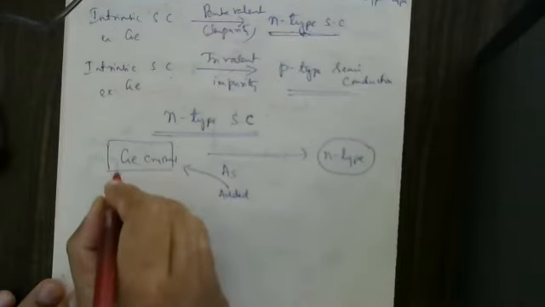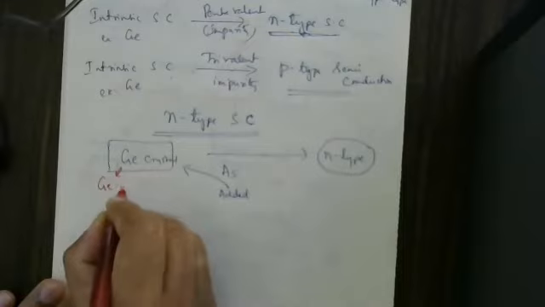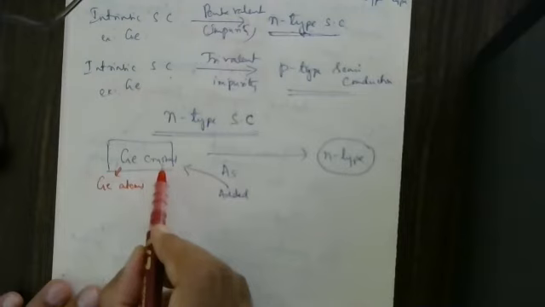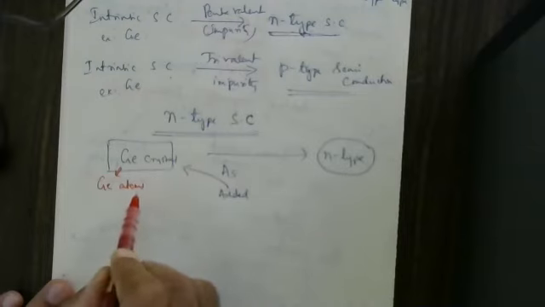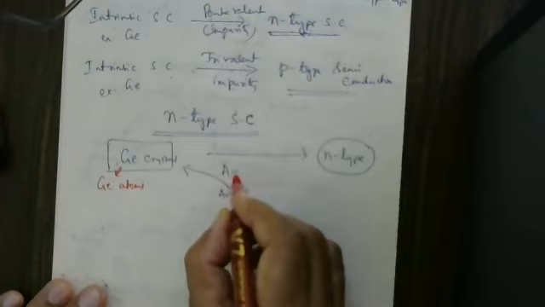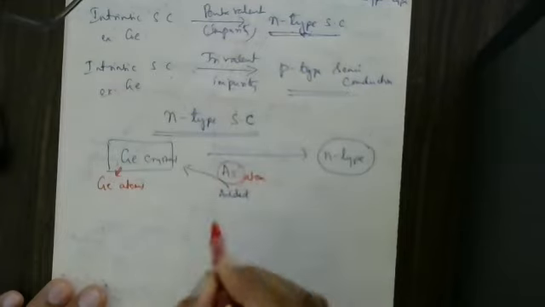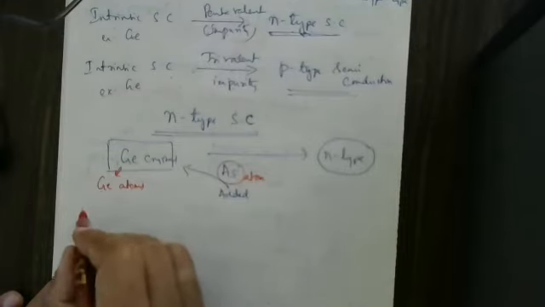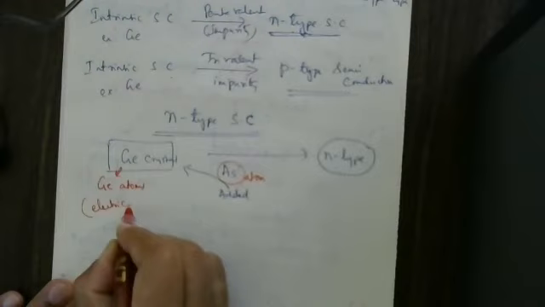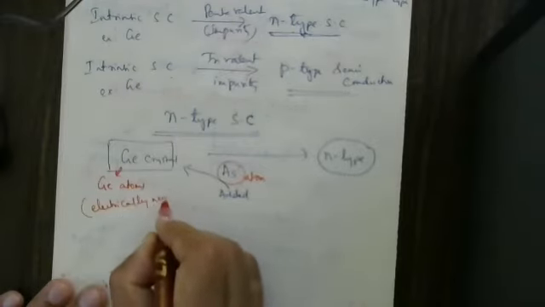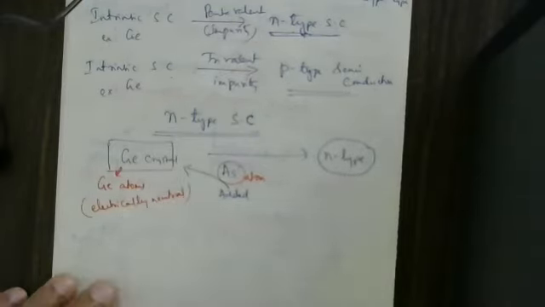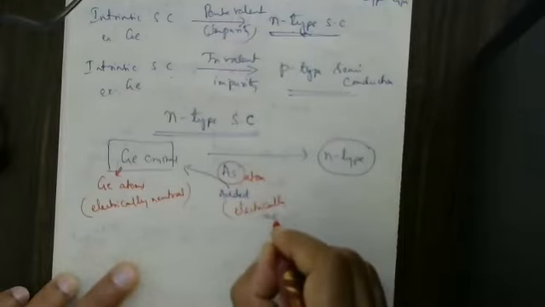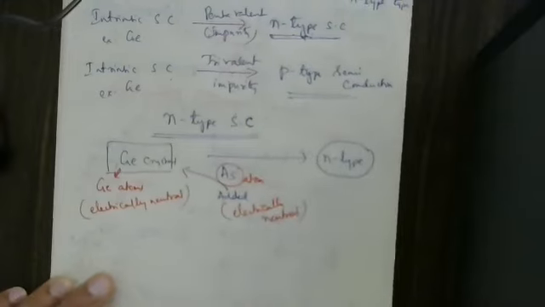which is containing germanium atoms. A germanium crystal containing germanium atoms. If you are adding arsenic, arsenic is also an atom. An atom is electrically neutral. One more question, it has been framed. This is also electrically neutral according to Bohr's theory. An atom is electrically neutral.